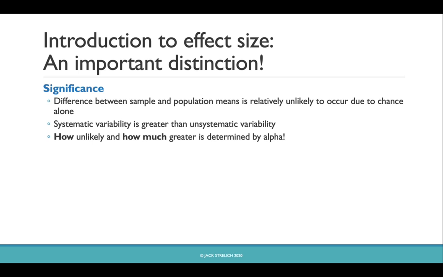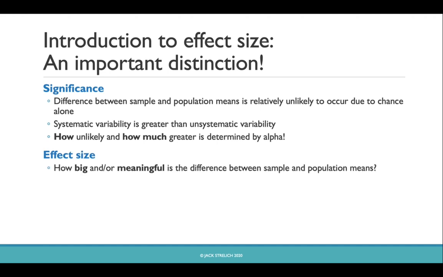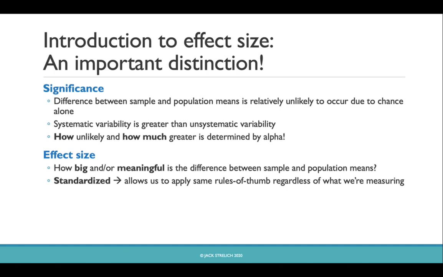So even though I haven't used this terminology a ton so far, it's something we'll be talking about a lot as we go forward, and you'll hear it a lot in psychology in general. But the big idea is that we refer to an effect as significant, or statistically significant, if we can reject the null hypothesis. So now I'd like to talk about effect size. Effect size refers to how big or meaningful the difference between the sample and the population means actually is. And importantly, effect size is standardized, which allows us to apply the same rules of thumb regardless of what units we're actually using to measure.